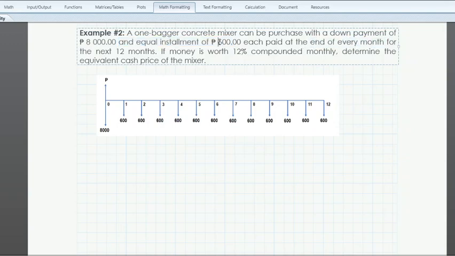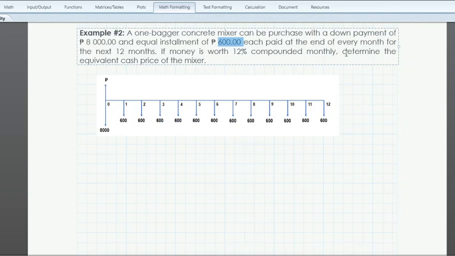Then, yung equal installment, you have here equal installment of 600, each paid at the end of every month. So, this is annuity, tama? Kasi, you are paying 600 kada buwan. Kita nyo naman sa cash flow that it is a series of equal payment. So, 600 again is our annuity. Gaano ba katagal daw ikaw magbabayad ng 600 pesos? You are going to pay it for the next 12 months. So, 1, 2, 3, 4, 5, 6, 7, 8, 9, 10, 11, and 12. So, you have 12 na 600 pesos.